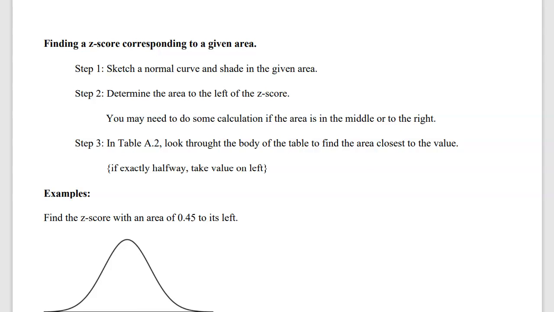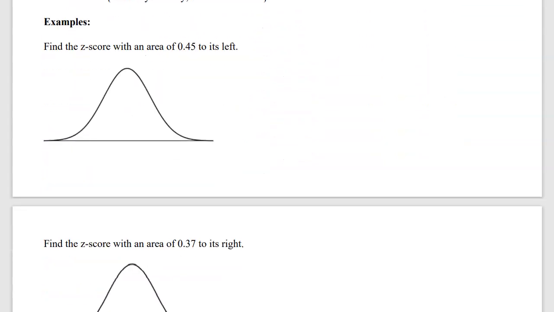We have been talking about finding the area given a z-score. Now we're going to find a z-score given an area. We're still going to sketch the normal curve and shade. But here's the thing, we need to find the area to the left of the z-score, and then we're going to look it up in the middle, in the body of the table. That's going to be our hardest part, so the best thing to do is just start looking at examples here.